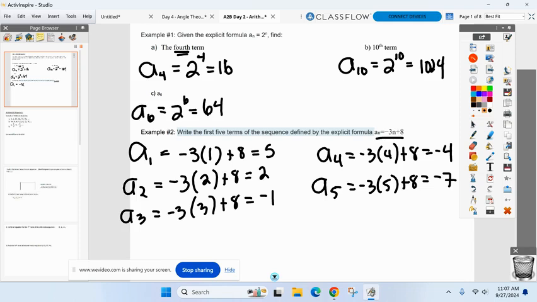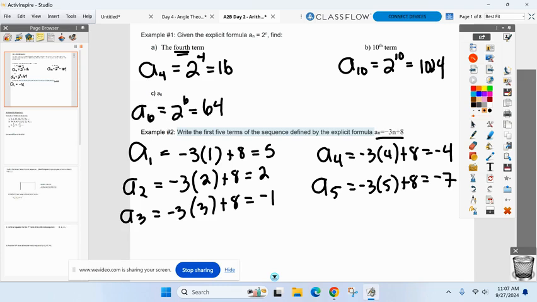What if we don't have one of those special formulas? Well, it's either going to be recursive, what we did yesterday, where I give you the first term and the rule to find the next term, or it's going to be explicit, which is what we're doing now.